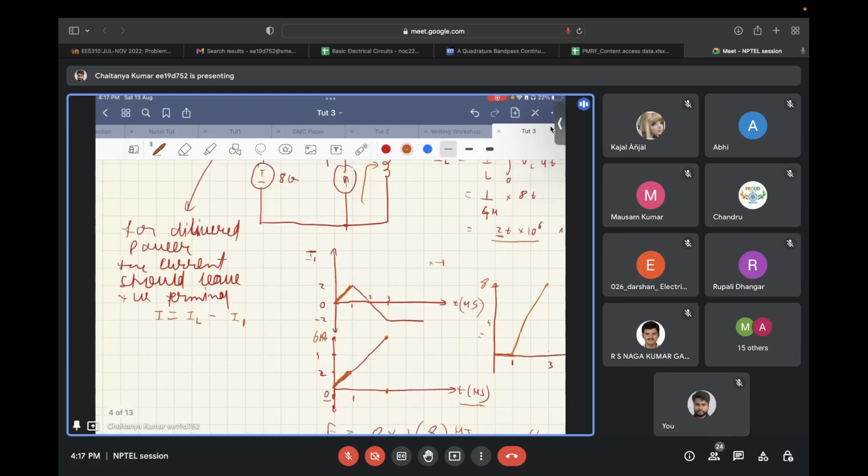And after that, IL is increasing in the positive direction with a slope of 2 ampere per microsecond, and I1 is reducing in the negative direction with a slope of minus 2 ampere per microsecond.